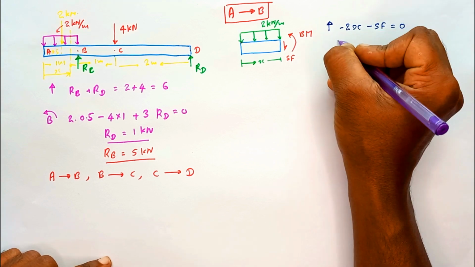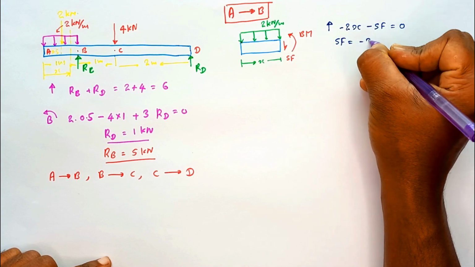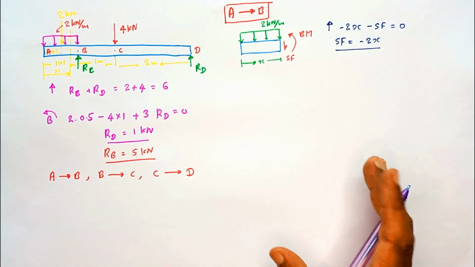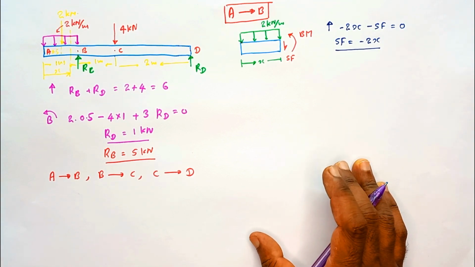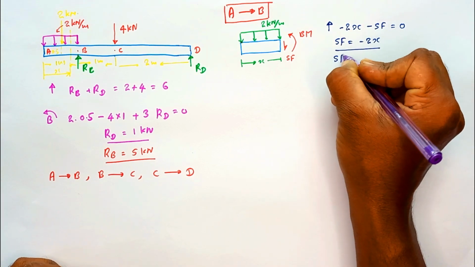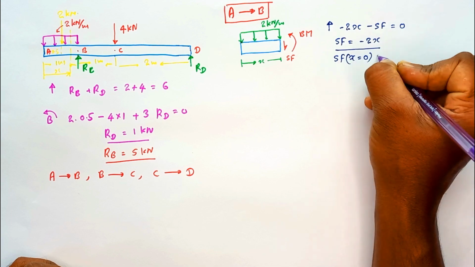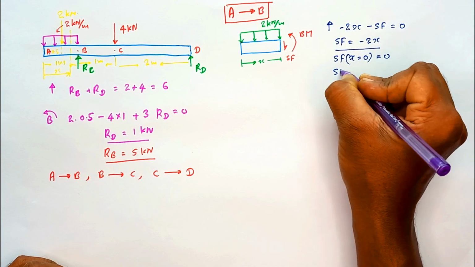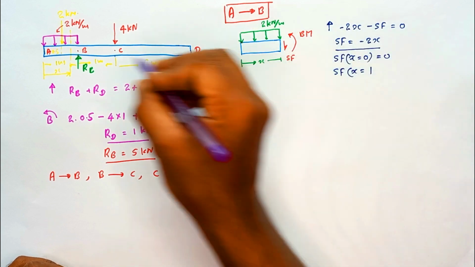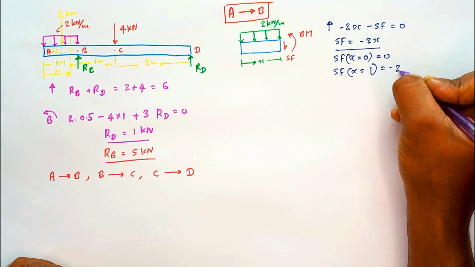Then the shear force equation: shear force is equal to minus 2x. This is how shear force varies throughout the length of A to B. The shear force at x equal to 0 is 0. The shear force at x equal to 1, at this B point, is equal to minus 2.